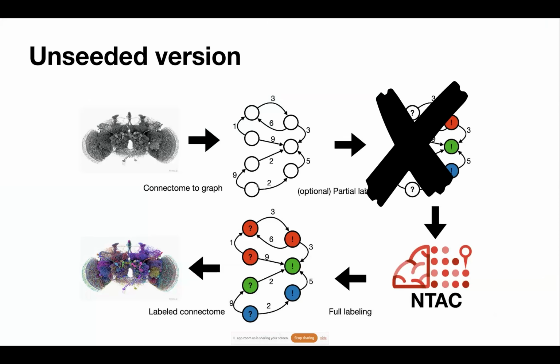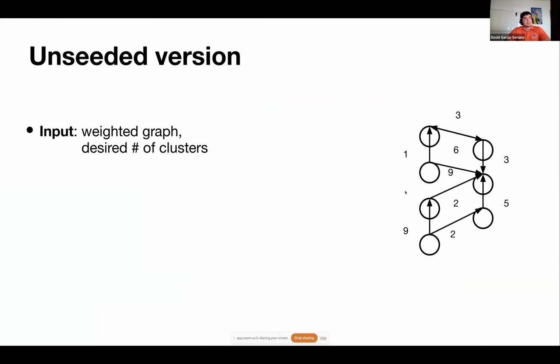So as Gregory mentioned before, we had two versions of this algorithm. One of them is completely unseeded, so it requires no label information, which is what we're going to describe now. The question is, how can we generalize this algorithm that we just saw to handle no label information at all? It turns out that for this, we need to think of the problem from a slightly different angle. We're going to think of it as a pure problem in graph theory.